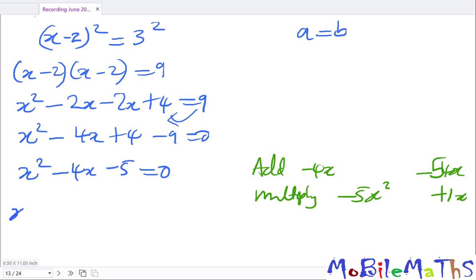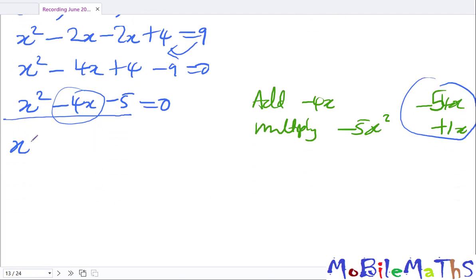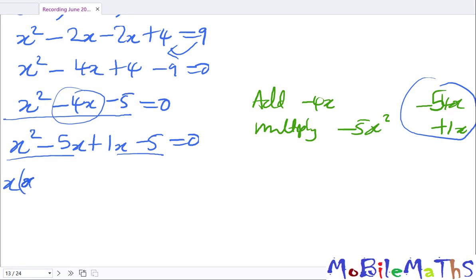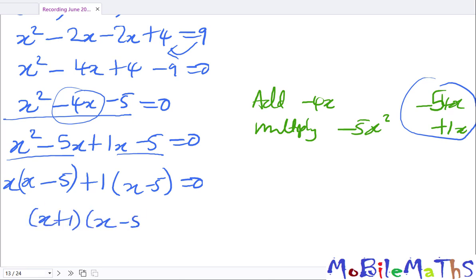Using that, I'll rewrite this equation with these values. So that becomes x squared minus 5x plus 1x minus 5 equals 0. Factorizing, I have a common factor of x, remaining with x minus 5. And here I take plus 1 out, remaining with x minus 5 equals 0. So that is x plus 1 and x minus 5 equals 0.